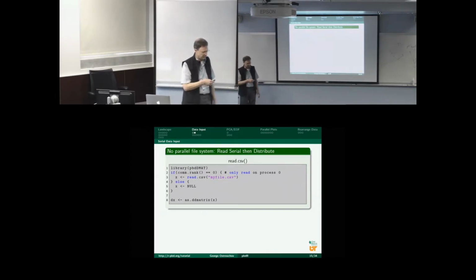So to continue, if you're using pbdR, and you want to bring in your data, and you don't have a parallel file system, and you want to bring in data in parallel, you sort of do it in serial here. You read it in on one processor or one core and distribute it out from there. Because if you don't have a parallel file system, it really wants to talk to only one core at a time, or maybe two, depending on if it's a laptop with 2 cores or 4 cores.